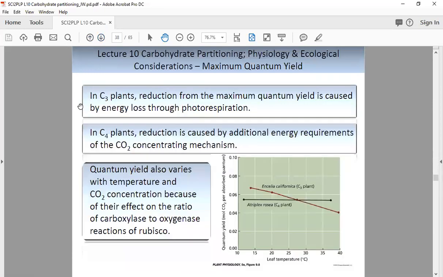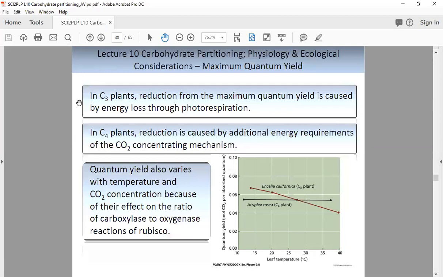And we should answer that on this slide, which we do. So in C3 plants, this reduction in maximum quantum yield is caused primarily by energy loss through photorespiration. Who remembers photorespiration from our photosynthesis lecture? Does anyone remember photorespiration? Not really? Anyone?